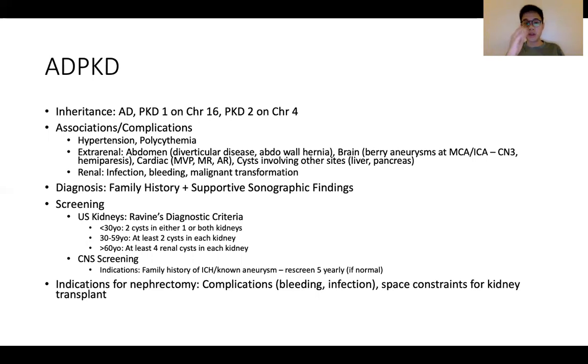Diagnosis-wise, it's predicated upon family history as well as supportive sonographic findings, with screening indications as below and the relevant Ravine's diagnostic criteria. CNS screening is indicated for patients with a family history of ICH or a known aneurysm. And in these patients, rescreening is conducted every 5 years if at the outset it's normal.